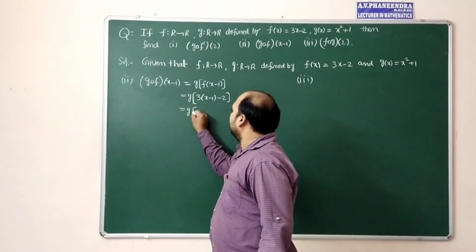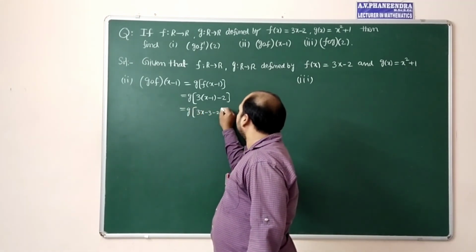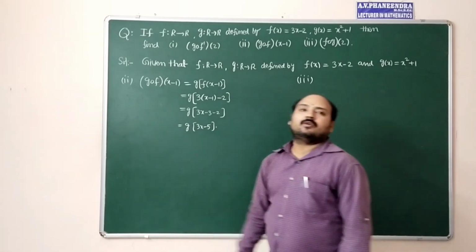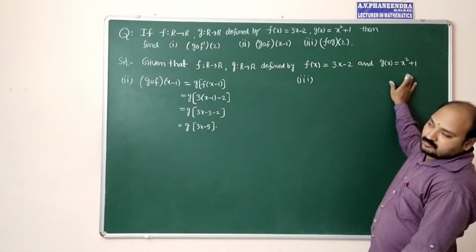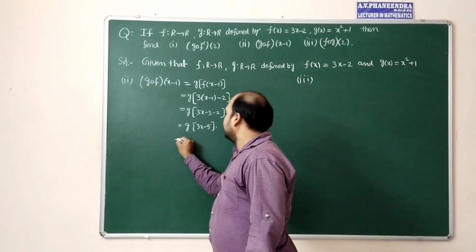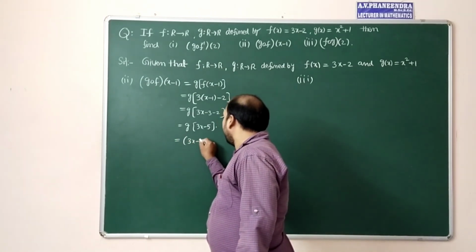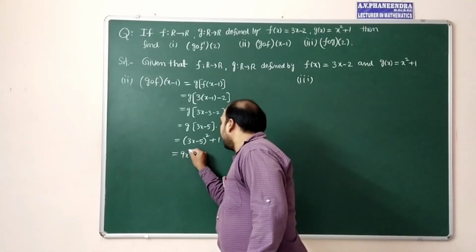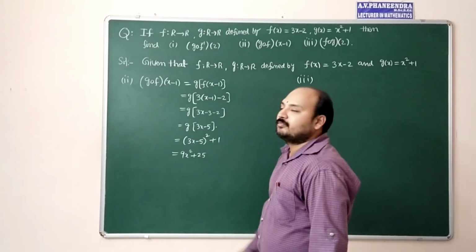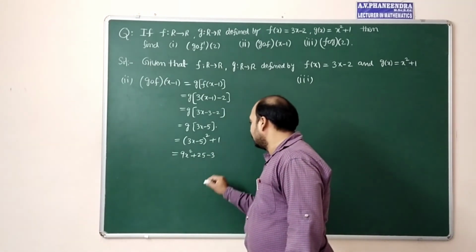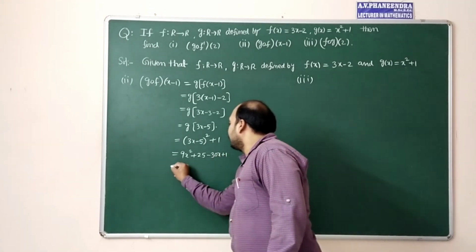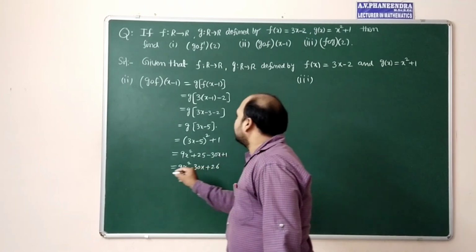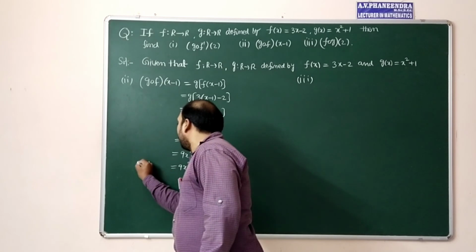So, g of 3x minus 3 minus 2. g of 3x minus 5. What is g of x? x square plus 1. So, wherever x is there, 3x minus 5 you have to write it. So, 3x minus 5 whole square plus 1, which is equal to 9x square plus 25 minus 30x plus 1, which is equal to 9x square minus 30x plus 26, which is the value of g circle f of x minus 1.